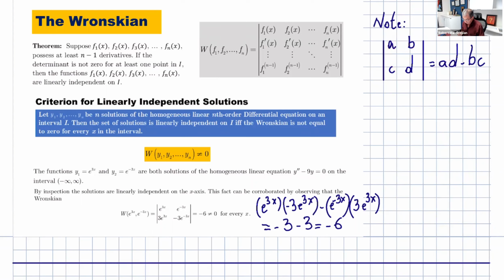If you do that, you get e to the power of 3x times negative 3e to the power of negative 3x, minus that times that, which I wrote here. Again, e to the power of 3x times e to the power of negative 3x is going to be e to the power of 0, which is 1. So the result, if you calculate, is negative 6. Then you say these two solutions are linearly independent.